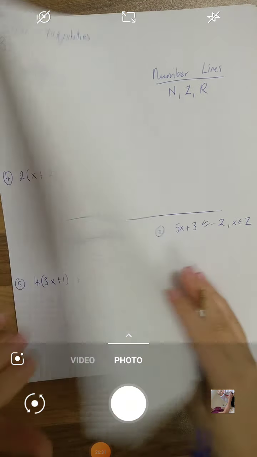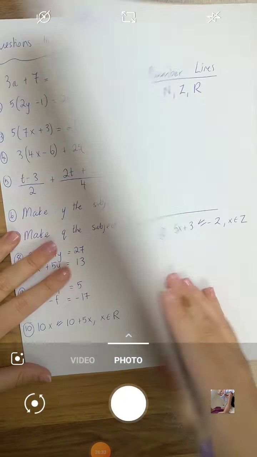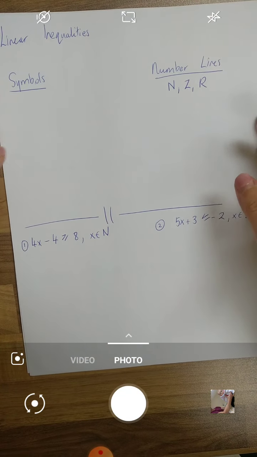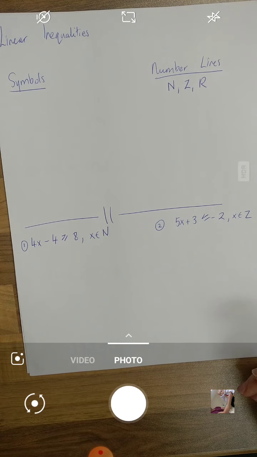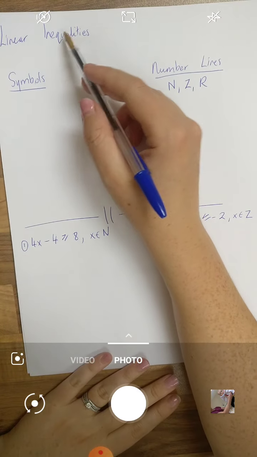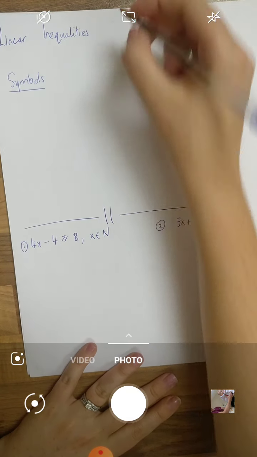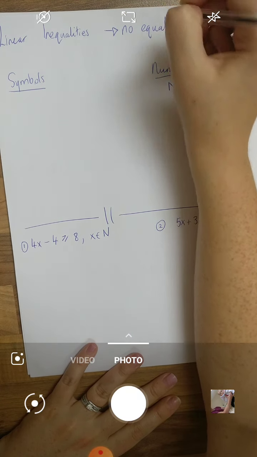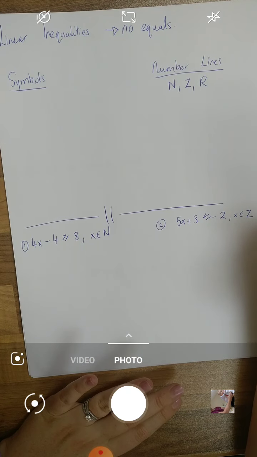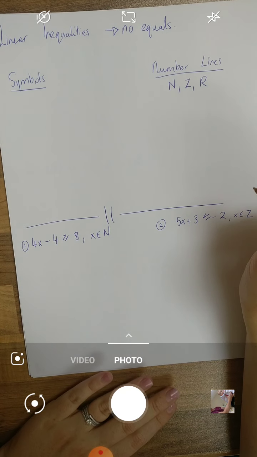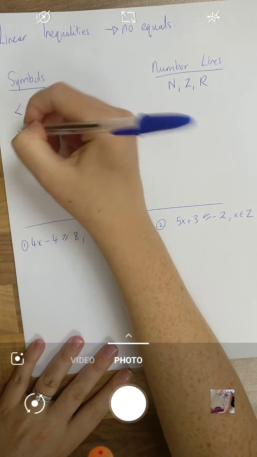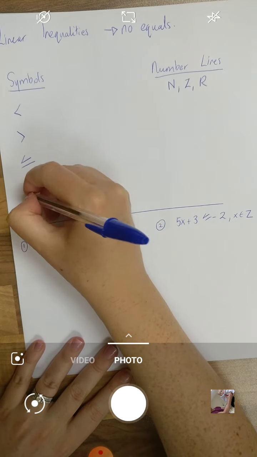I think this is the last section. Yeah, so we might as well finish and do the inequalities. So linear inequalities. First of all, you can see there's not going to be an equal sign here because it says inequality. So unequal. So there's no equals in these questions, but there will be symbols that we probably recognize.